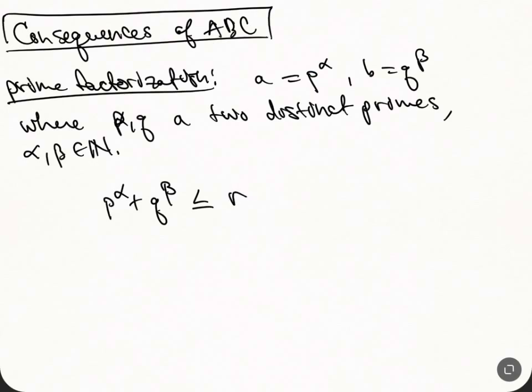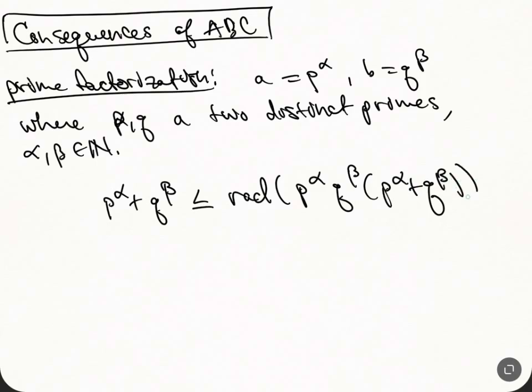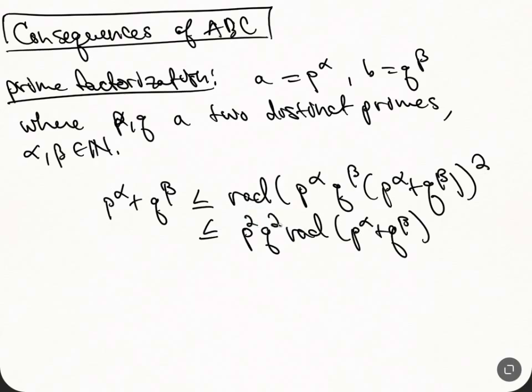Okay, so now we'll take the radical of p to the alpha, q to the beta, p to the alpha plus q to the beta, like this. And so this is less than or equal to p, q, and then we have the radical of p to the alpha plus q to the beta. Oh, we have the squared here. So this will be squared here. Did I put a square here? Yeah, I put a square. Okay, so this is this nice form.